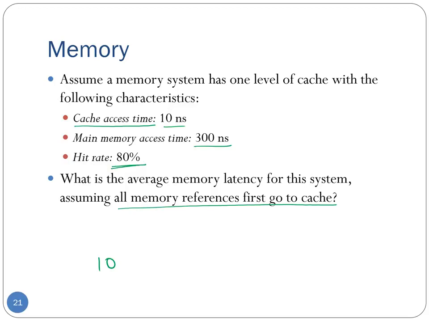The hit rate is 80%, right? So 0.8 is the probability of a hit in the cache. Okay, if the reference is not found in the cache, then we have to go to the main memory. Now how much time will that take?